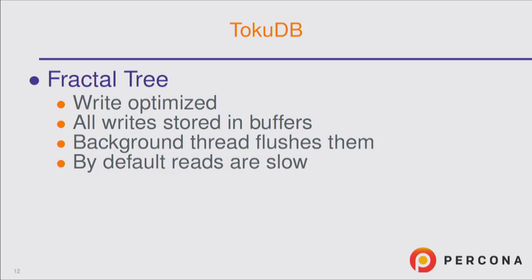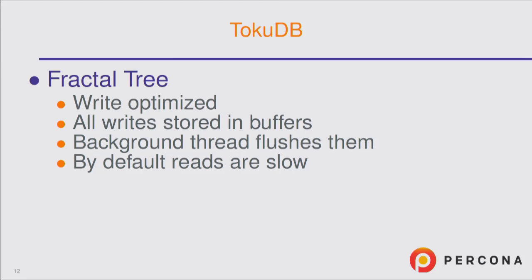TokuDB uses a fractal tree. So what is a fractal tree? To say it very shortly, it has some kind of buffers where data is written in sequential order, and then a background process called checkpointing just flushes everything in these buffers into what is actually a kind of B-tree.